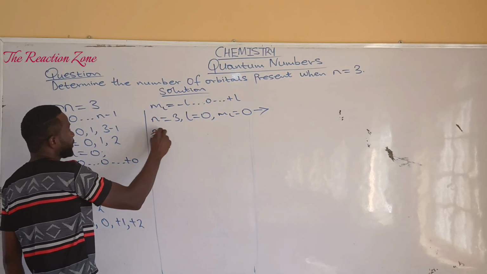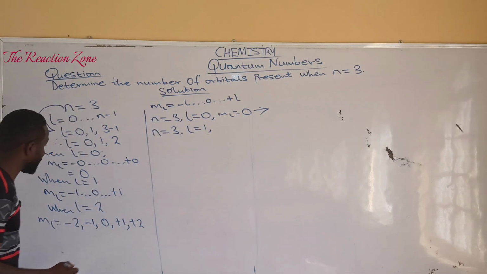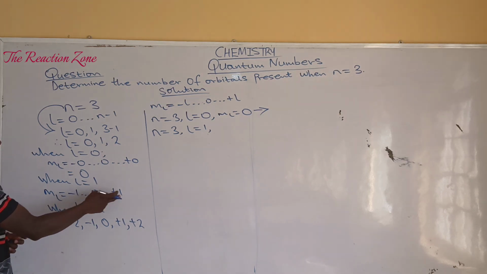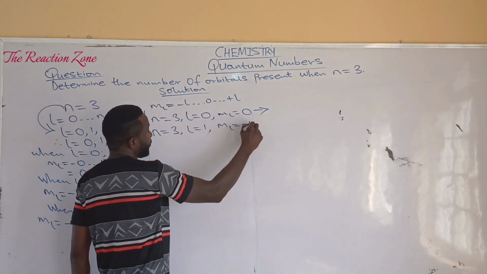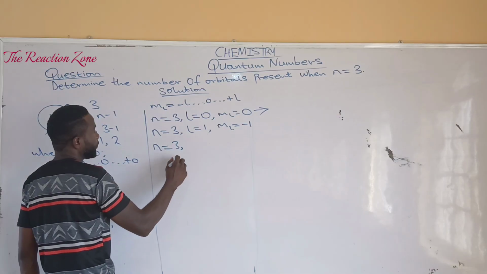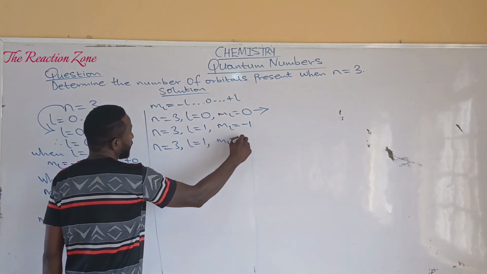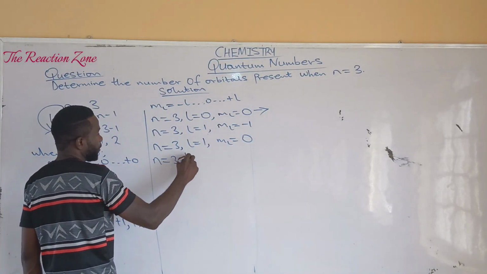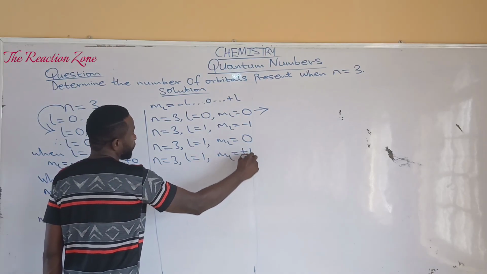The next one is n is equal to 3, L is equal to 1. When L is equal to 1, there are 3 values of ML: minus 1, 0, and plus 1. We'll take the first one, ML is equal to minus 1. When n is equal to 3, L is equal to 1, the next value of ML is equal to 0. When n is equal to 3, L is equal to 1, the next value of ML is equal to plus 1.